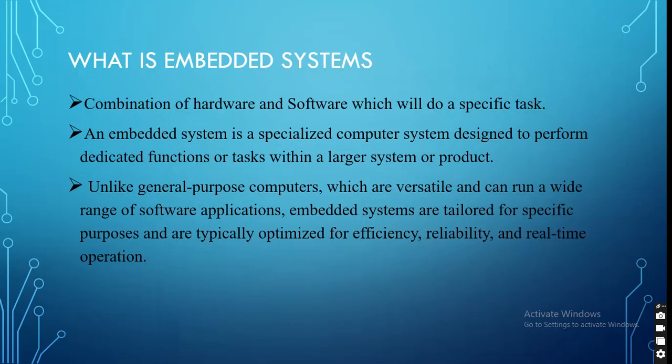What is an embedded system? An embedded system is a combination of computer hardware and software designed for a specific function. Embedded systems may also function within a larger system. The systems can be programmable or have a fixed functionality. Unlike general purpose computers, which are versatile and can run a wide range of software applications, embedded systems are tailored for specific purposes and typically optimized for efficiency, reliability, and real-time operation.